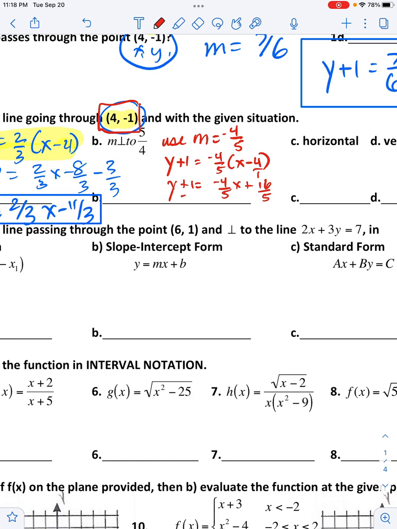Then I have to move this 1 over, but I'm going to subtract it as a 5/5 rather than a 1, because 5/5 is 1. But that way I have a common denominator. So I get -4/5 x, and then these last two are both just constants, so they go together to be 11/5.